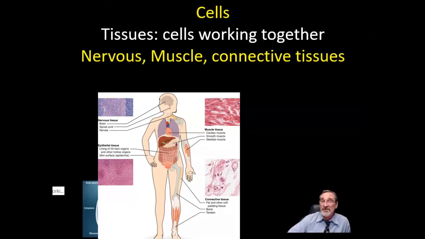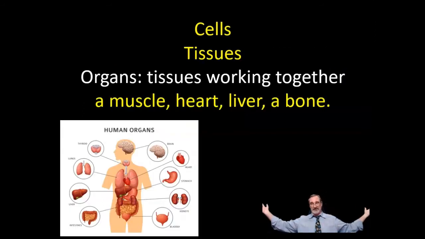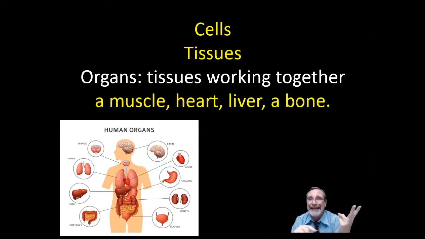And if you get tissues working together, you can get to the next level of organization. Those are called organs. Now, you've all heard of organs. You know what an organ is, right? The heart is an organ. Your spleen, your liver, a bone, your eyeball, a tooth. These things are all organs. And so human organs, in this case, include the thyroid gland. That would be a kind of organ.